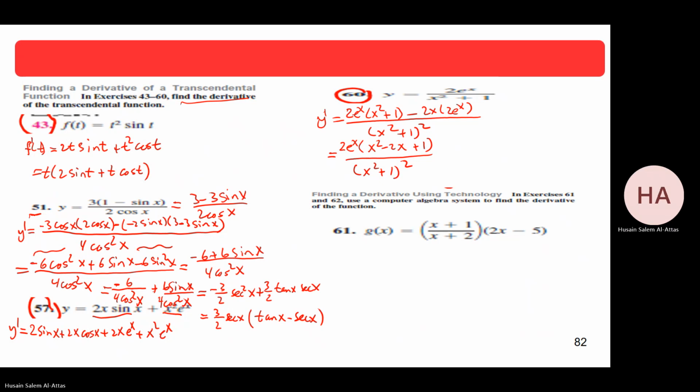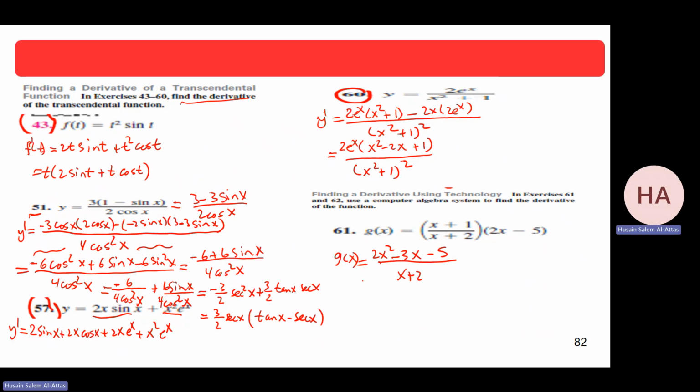Okay. Now we move to 61. We need to find the derivative of this function. So it will be g of x. We can simplify it. It will be over x plus 2. And the numerator is what? 2x squared plus 2x minus 5x minus 3x minus 5. That is g of x.